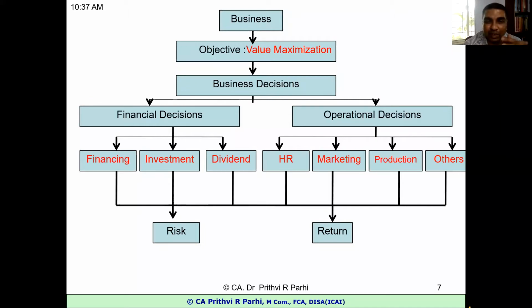Suppose, let us say you are taking a marketing decision. You are taking a decision that you will be investing some money in marketing. Why are you investing that money? Of course, that is also in financial terms an investment decision. You must be expecting some return out of it. You must be expecting some benefit out of it. Similarly, let us say you are appointing some people. That is an HR decision, but you must be expecting some return out of it. Is it not? Yes or no?